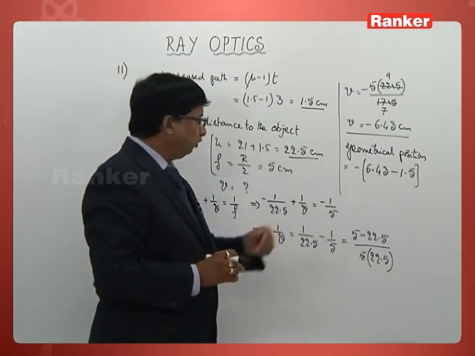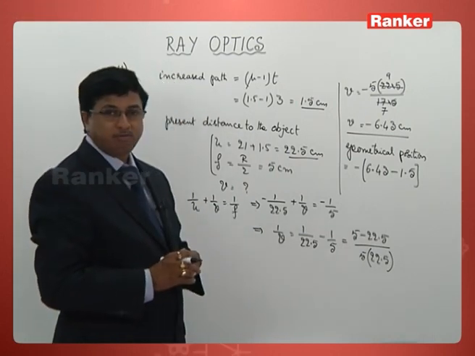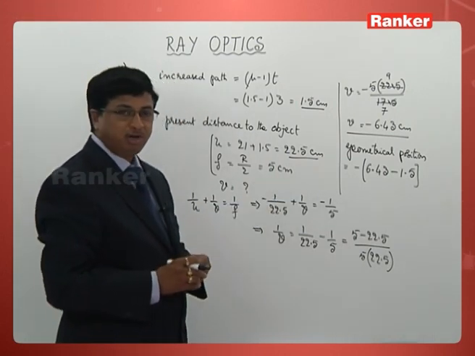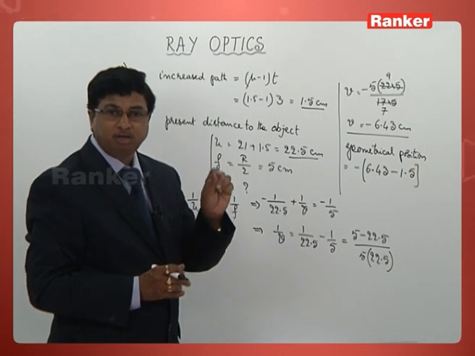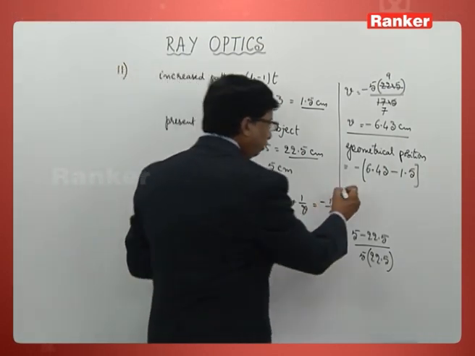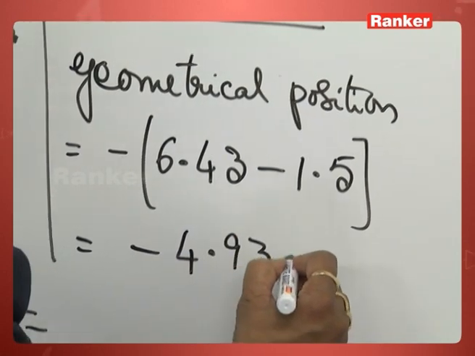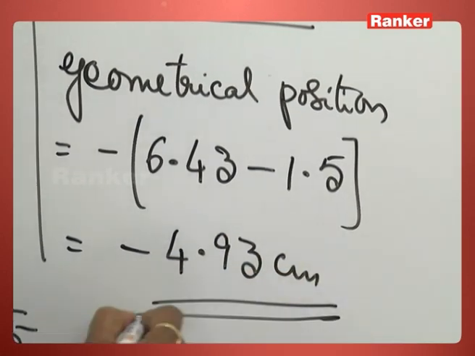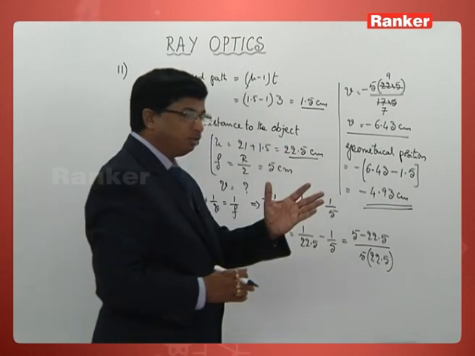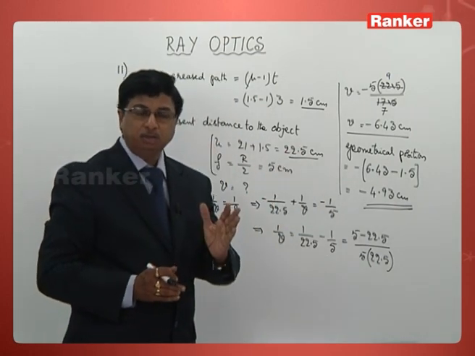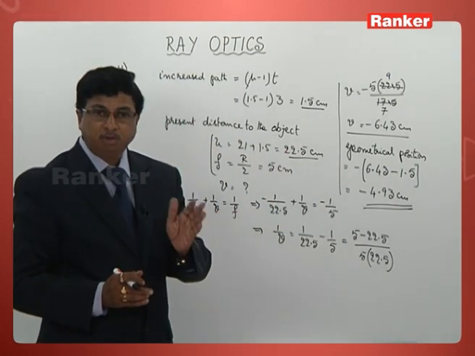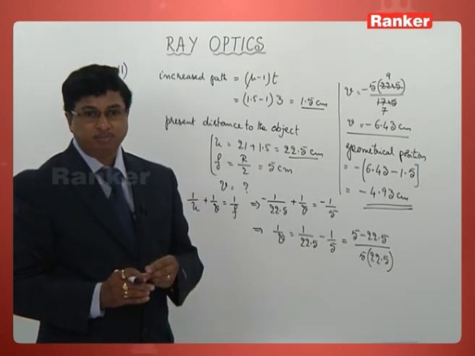So 6.43 minus 1.5, what are you going to get? Exactly 4.93 centimeter you get. So minus 4.93 centimeter. That is the geometrical position of that final image which is being formed by this concave mirror.